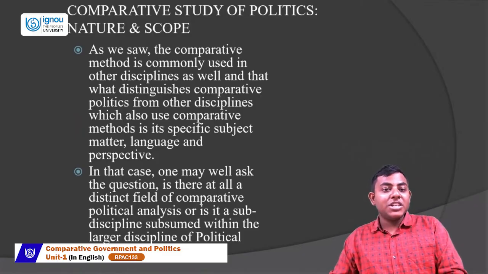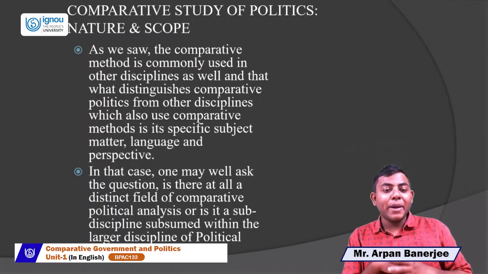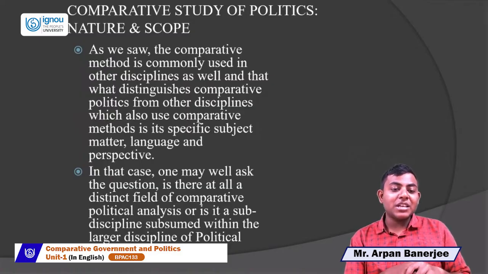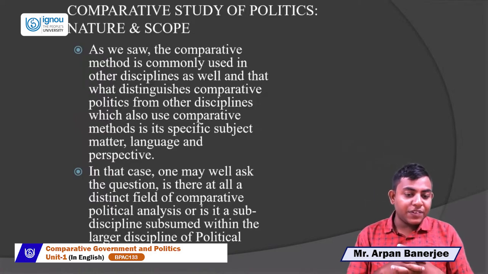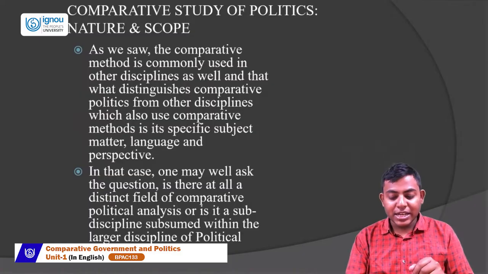So if we discuss the nature and scope of comparative study of politics, as we saw, the comparative method is commonly used in other disciplines as well. And what distinguishes comparative politics from other disciplines, which also use comparative methods, is its specific subject matter, language, and perspective. In that case, one may well ask the question, is there at all a distinct field of comparative political analysis, or is it a sub-discipline subsumed within the larger discipline of political science?